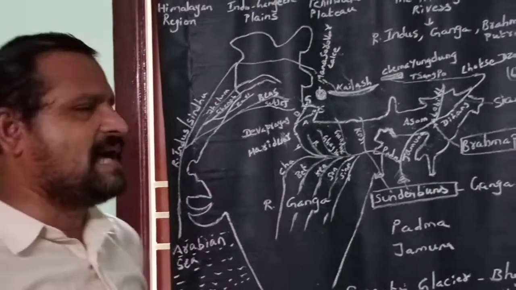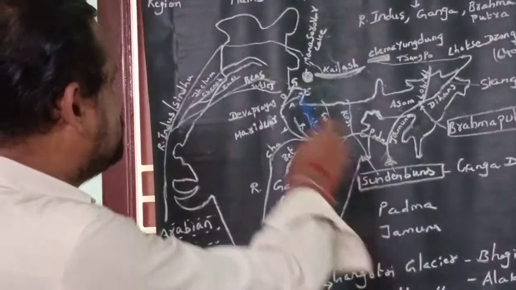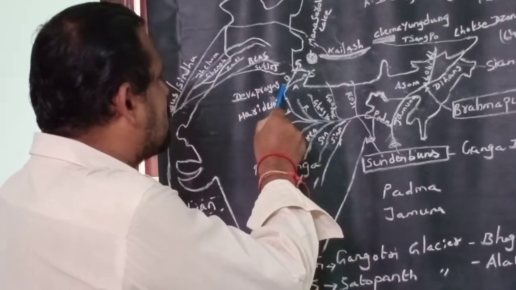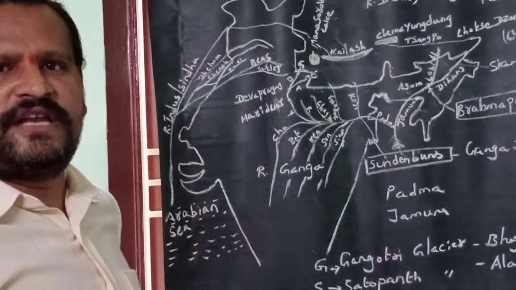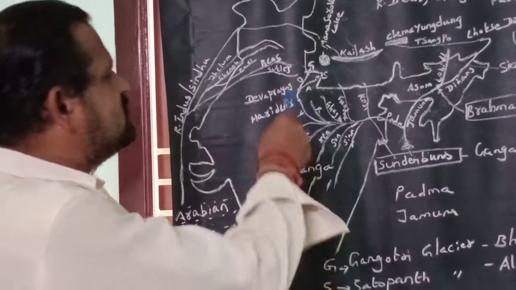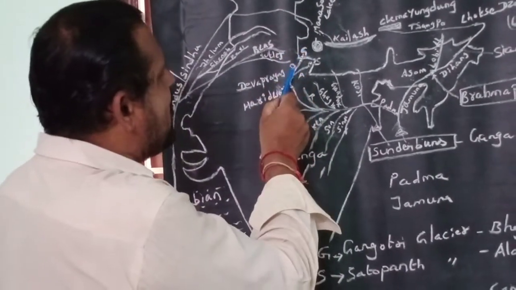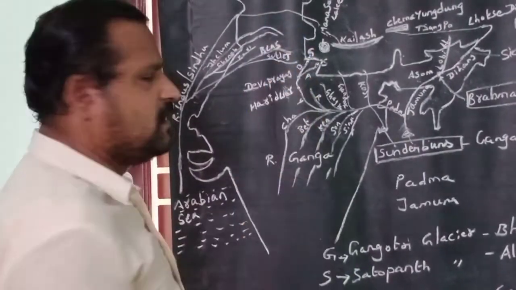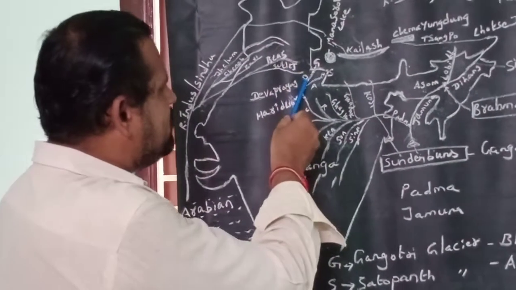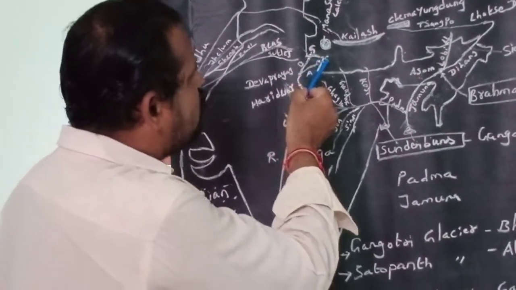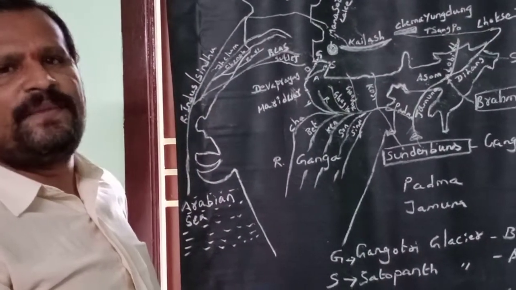Next we discuss about Ganga. Ganga has twin sources. That means two streams join at Devaprayag and are called Ganga. What are the two streams that join at Devaprayag? The one stream, stream means small river, called Bhagirathi, rises at Gangotri peak. Another stream called Alakananda rises at Satopanth Glacier near northwest of Badrinath.